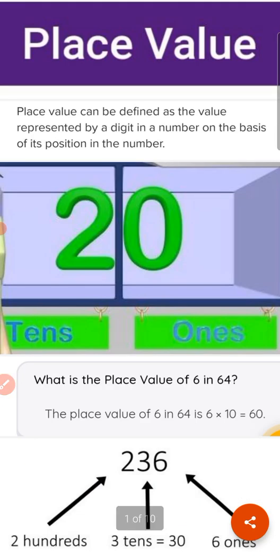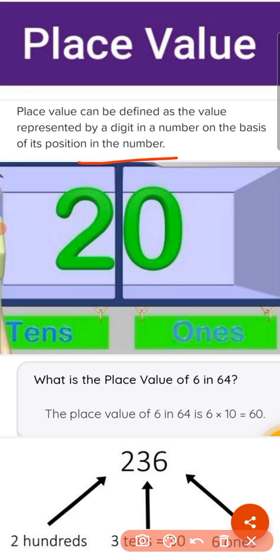So children, today you learned about place value. Place value can be defined as the value represented by a digit in a number on the basis of its position in the number. In a number every digit has a position. According to its position it has a value. Always start from right to left. Ones, tens, hundreds, thousands. For a 4-digit number, these are the places.